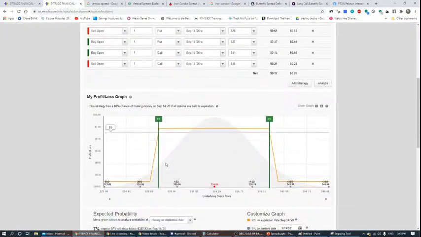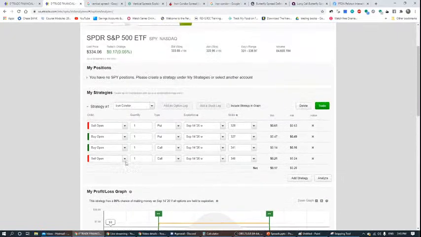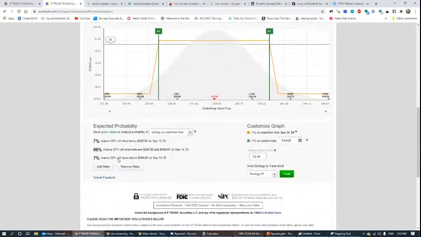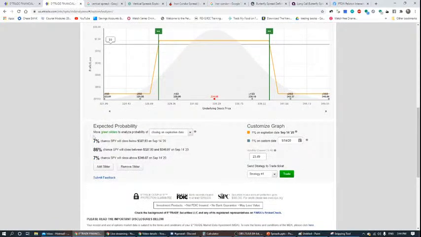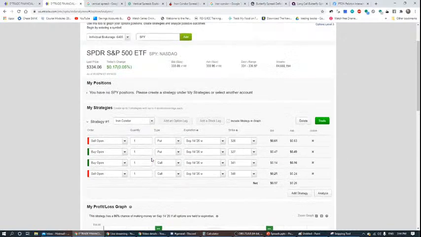So that kind of explains Iron Condors, and now you pick them. And then this is like probabilities, more probabilities. So 7% chance SPY will close below 327 tomorrow. And 80%, 85, 86% SPY will close between these ranges right here by tomorrow's expiration, and 7% chance SPY will close at 340 by tomorrow.